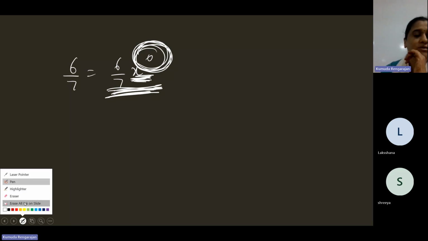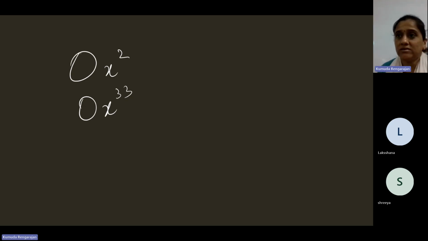Now for 0, we said 0 can be written in many ways. So we understood that 0 has no degree, because there is no one answer for this. So the degree of 0 is not defined.